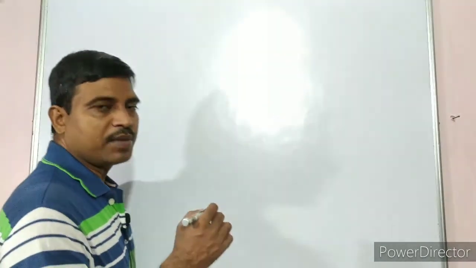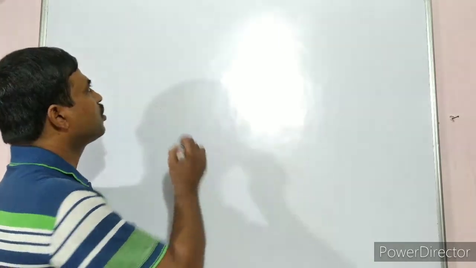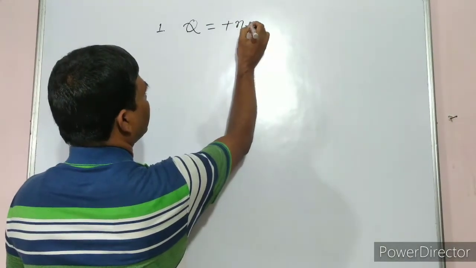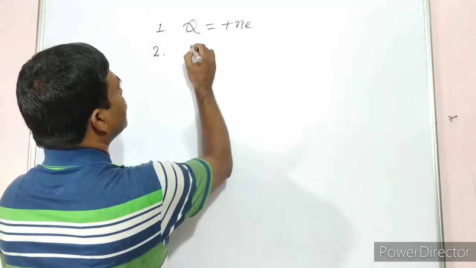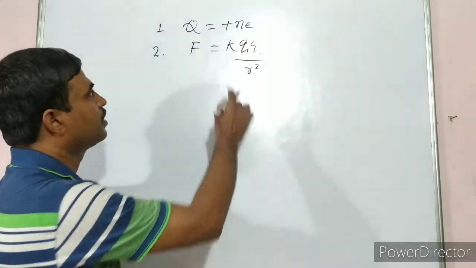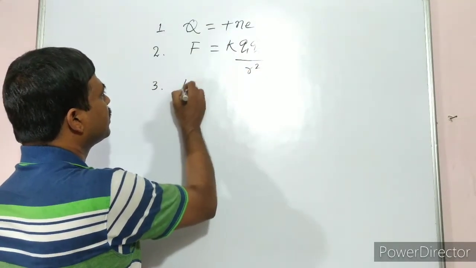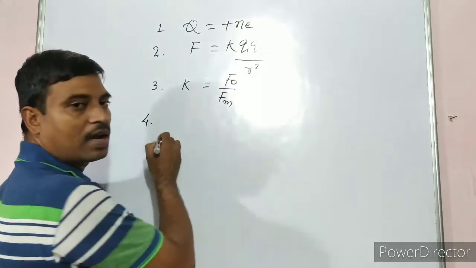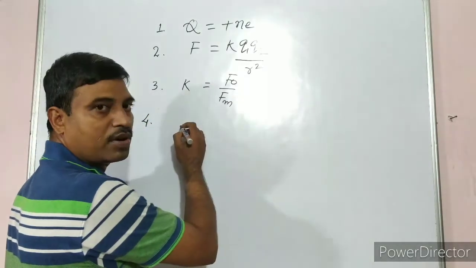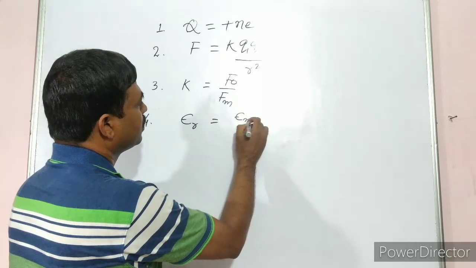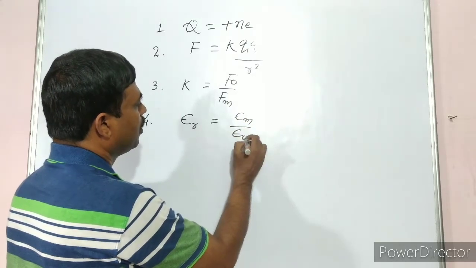My question is, suppose you are going to read the first chapter, electric charges and fields. Just remember the important formulas. First, quantization of charge, Q equals plus or minus n e. Then Coulomb's law, F is equal to K Q1 Q2 by r square. In short, it is quantization, Coulomb's law, K, and F naught by F m, which is the dielectric constant. Another formula, I think all of you have seen my last videos. Those who have not seen, you should see, this is relative permittivity. This one you can write also.